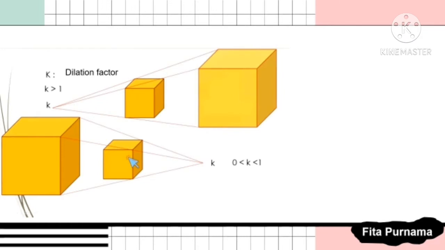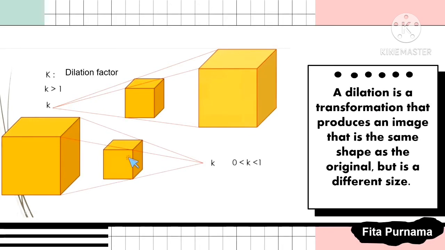To understand the meaning of dilation, let's take a look at the cube in this picture. The cube is transformed larger or smaller by the dilation factor k. When the factor k is larger than 1, the cube gets larger. When the factor k is between 0 and 1, the cube gets smaller. From these pictures, we can create the definition that a dilation is a transformation that produces an image that is the same shape as the original but has a different size.